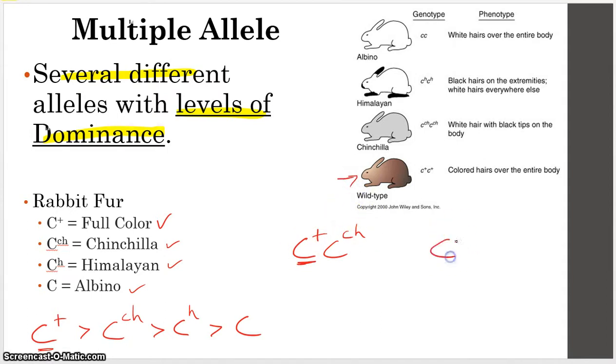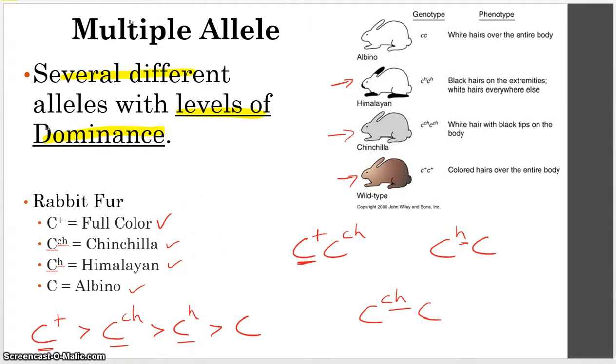If we tried to cross CH and then C, if we look at our levels of dominance here, the CH would win, and so we would end up with a Himalayan rabbit. If we had a rabbit with the genotype CCH and then C, once again we'll refer to our levels of dominance and we'll figure out that CCH would be dominant to C, and so this phenotype would win, and so we would end up with a rabbit that shows chinchilla fur coat. Right? So once again, multiple alleles means different levels of dominance within the phenotypes.